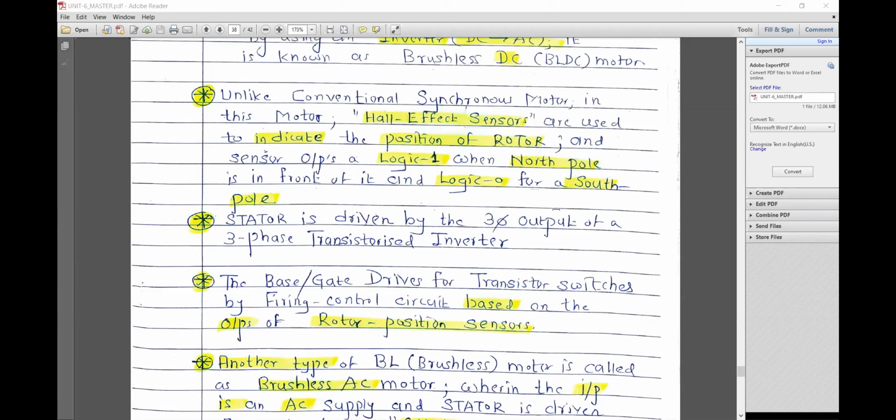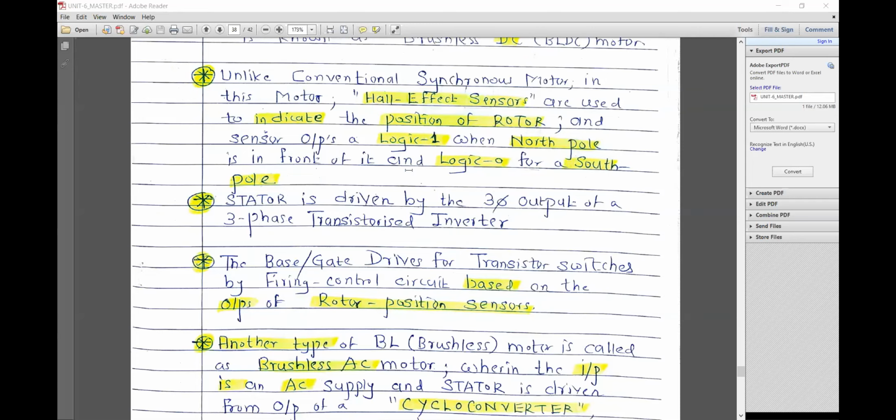I told you that a BLDC motor is basically a synchronous motor, but it has some add-ons. The add-ons are actually Hall effect sensors, which are used to indicate the position of the rotor. In this BLDC motor, the rotor construction is very complicated, and in front of every pole of the rotor there is one Hall effect sensor. These sensors are sensitive to magnetic field polarity, and they generate a 0 or 1 when a north pole magnetic field comes in front of them.